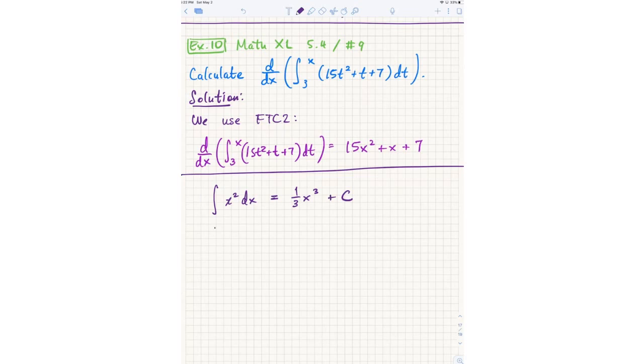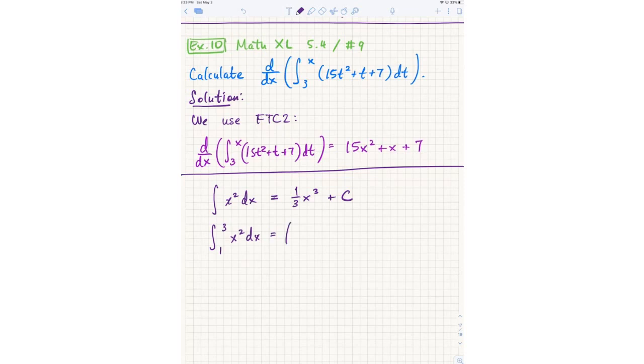Now, what if I ask you to find the integral from, let's make it a bit different, let's say 1 to 3 of x squared. Okay, well, now I know that the final answer is going to be a number, right? Because this represents the area underneath the graph of y equals x squared from x equals 1 to x equals 3. So that's a number.